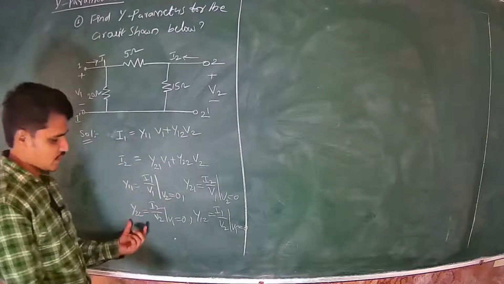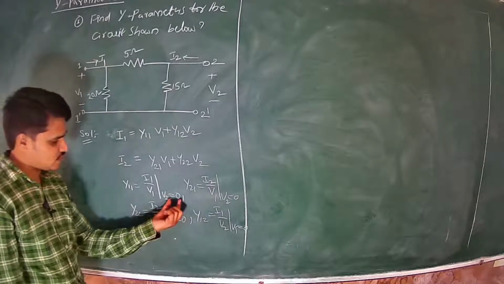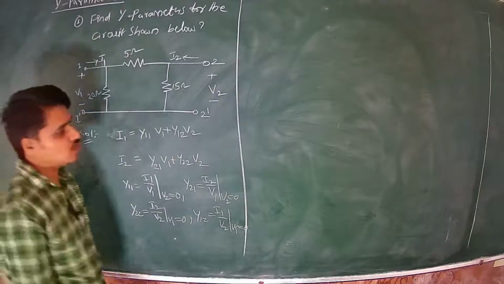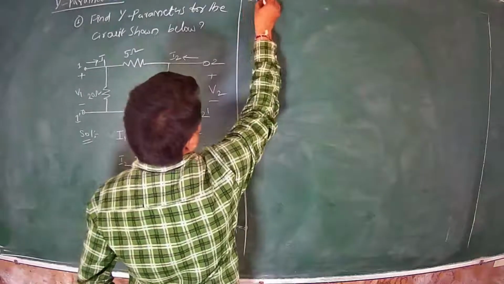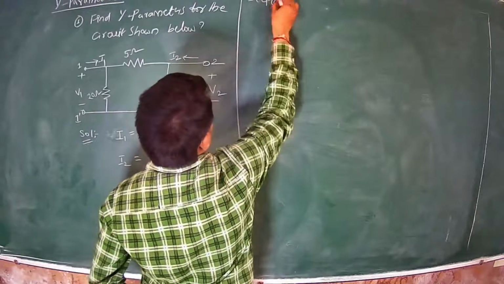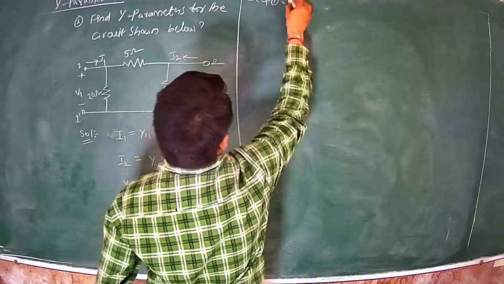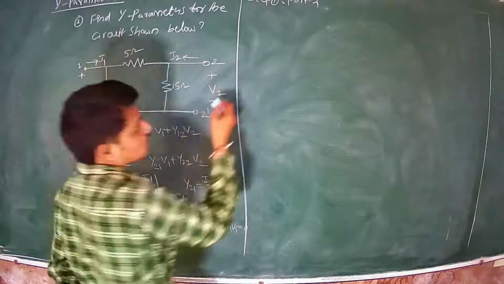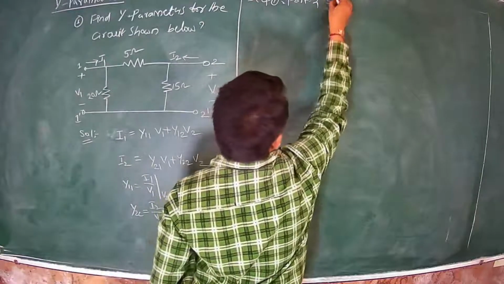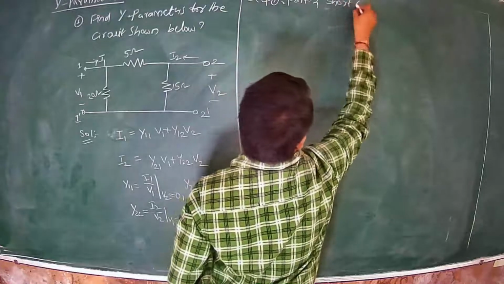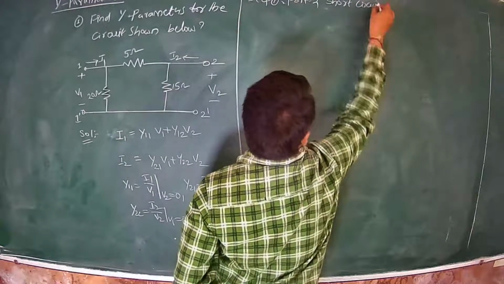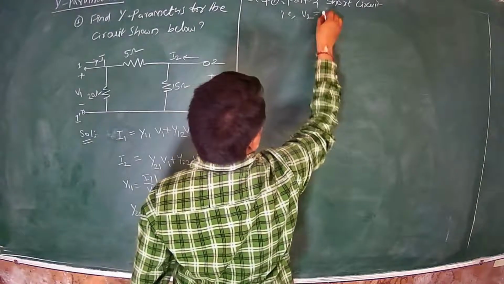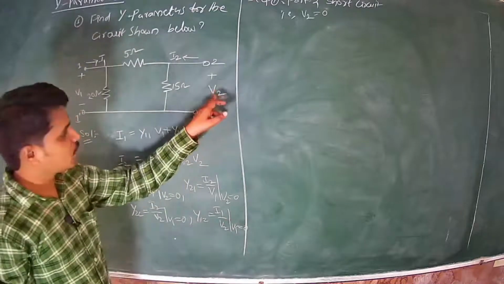From this we are going to find the Y parameters for the given network using these conditions, V2 equal to 0 and V1 equal to 0. Okay, the first step is port 2 is 0. Port 2 is short circuit, because voltage 0 means short circuit. Port 2 short circuit, that is V2 is 0.